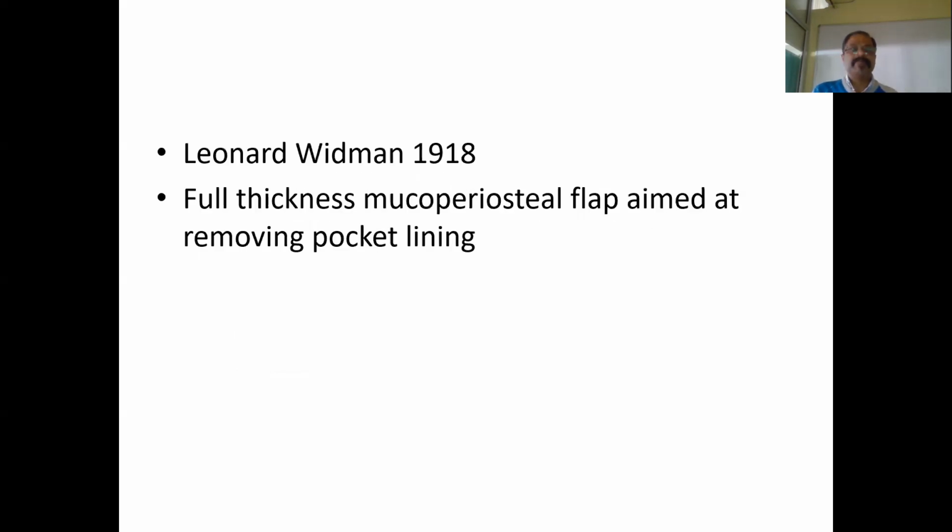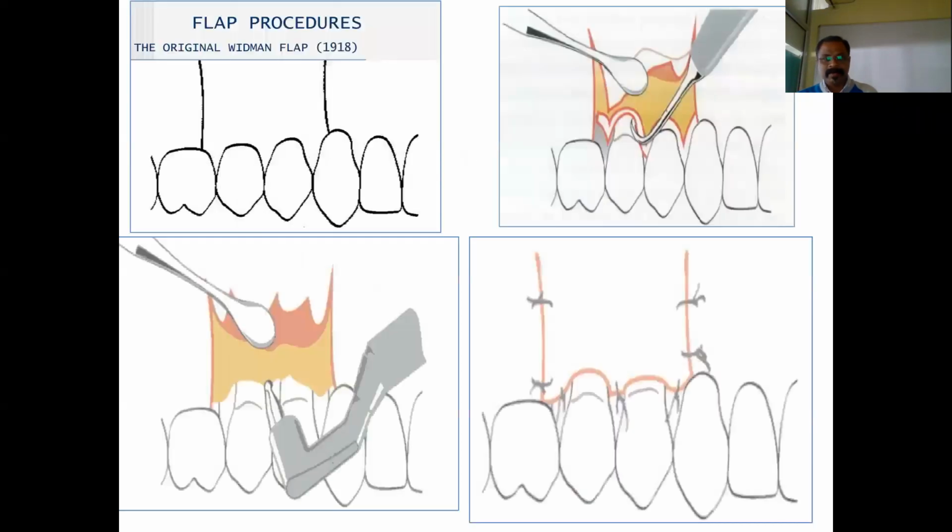The original Widman flap was devised by Leonard Widman way back in 1918. So it is a full thickness mucoperiosteal flap which was aimed at removing the pocket lining as well as infected connective tissue. And this completely eliminated the pocket. One of the key takeaways of this surgical procedure is that it doesn't reduce the pocket depth, but it totally eliminates the pockets. So let us see the procedure.